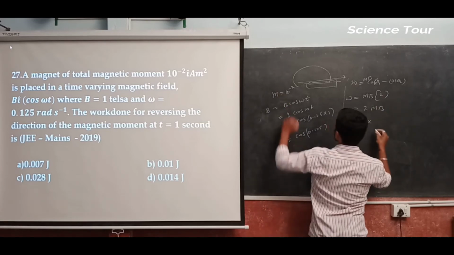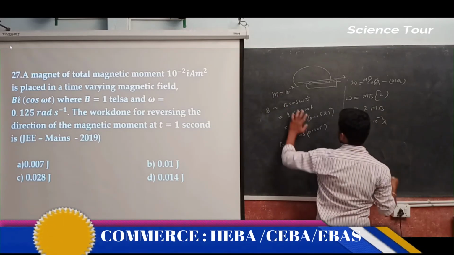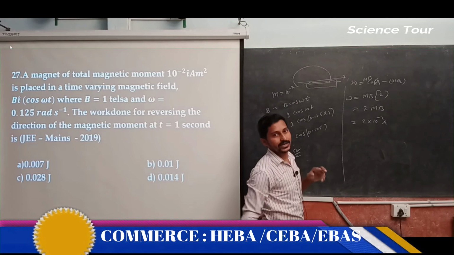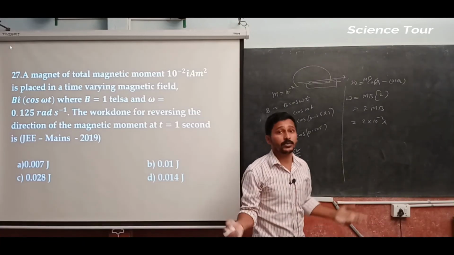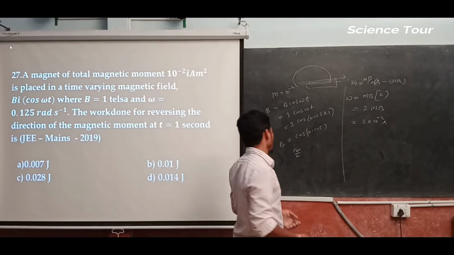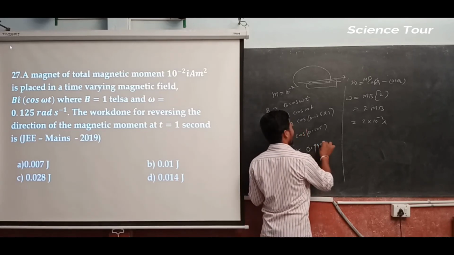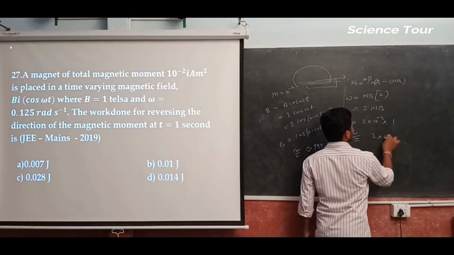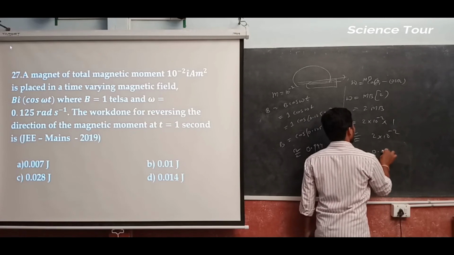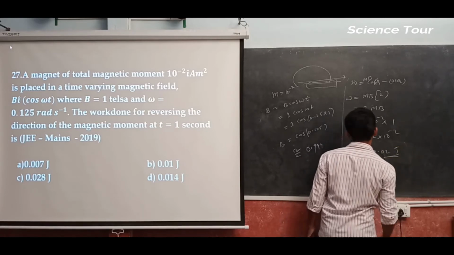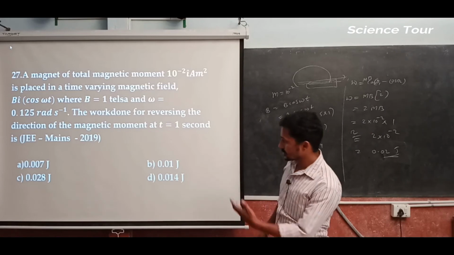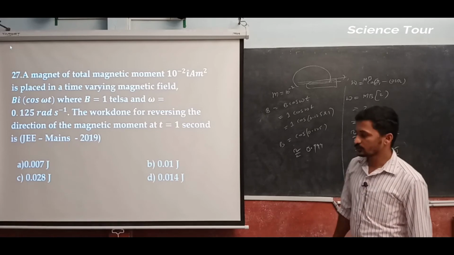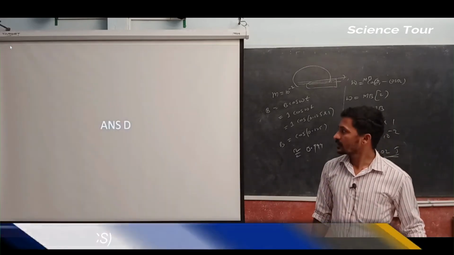So 2 into M, which is 10 to the power minus 2, into B. B is nothing but B cos 0 1 to 5. Cos 0 means what? 1, right? Cos 0 1 to 5, how much may it be? Again it is less, right? 0.99 nearly, that is 1 itself. So I can write the answer nearly as 2 into 10 to the power minus 2, which is equal to 0.02 joules, isn't it? And the answer they have given is 0.028. Okay, so 0.02 will be the answer, isn't it?